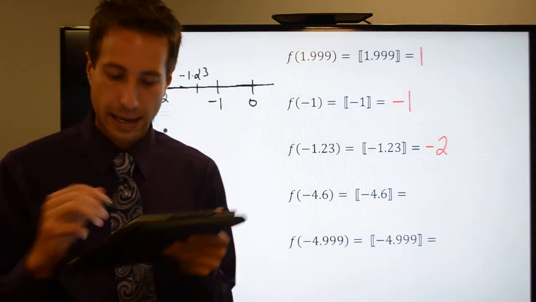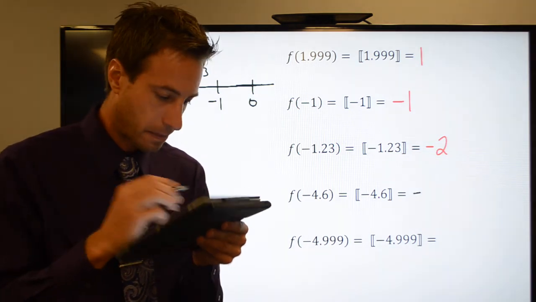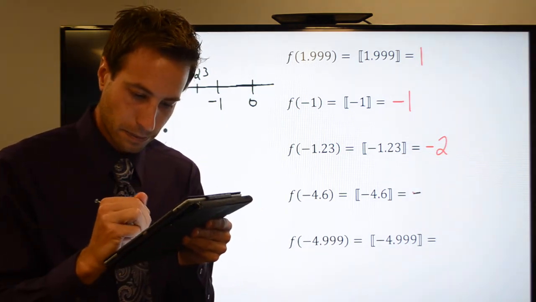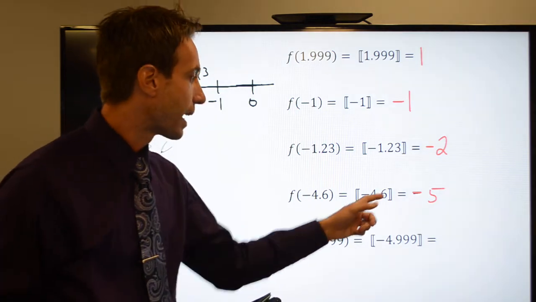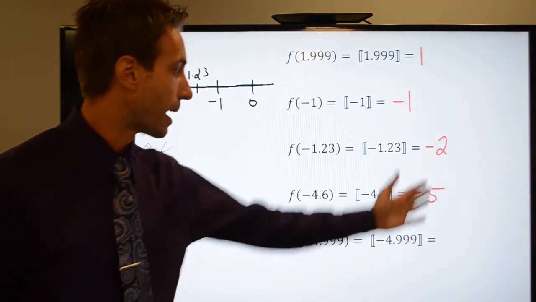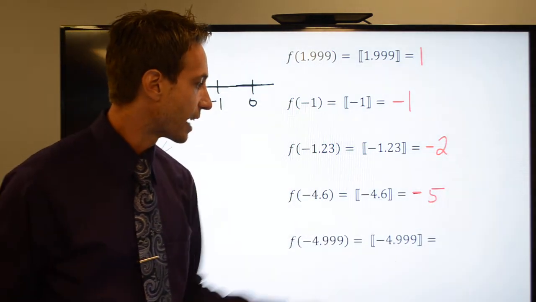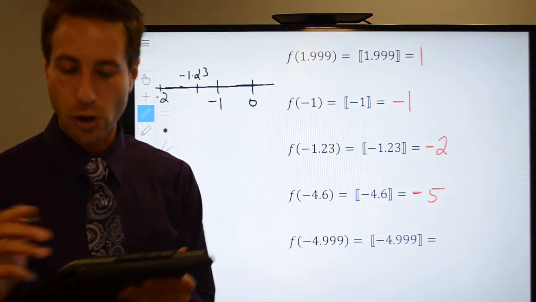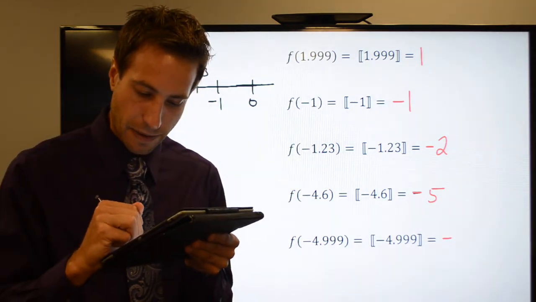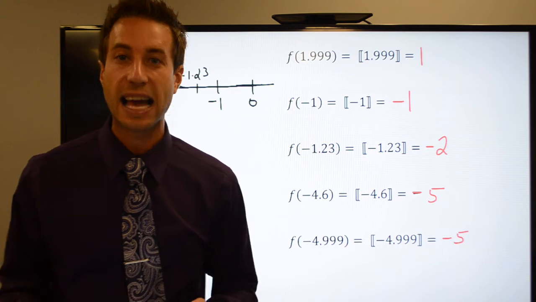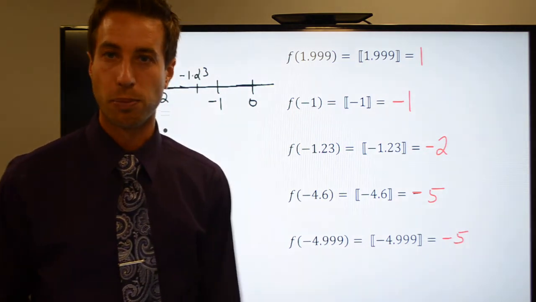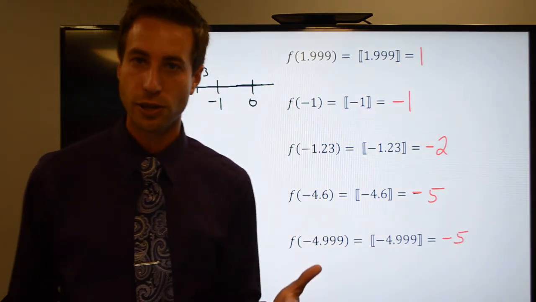You've got to go back to minus 5. If you did minus 4, that's actually a bigger number. Minus 5 is less than. Negative 4.99, again, you're going back to negative 5. That is less than negative 4.99. All right, so that's the way the greatest integer function works.